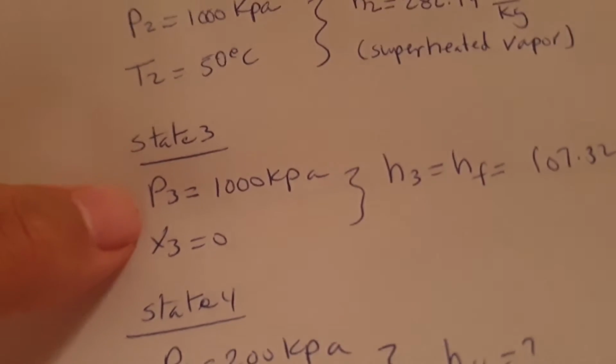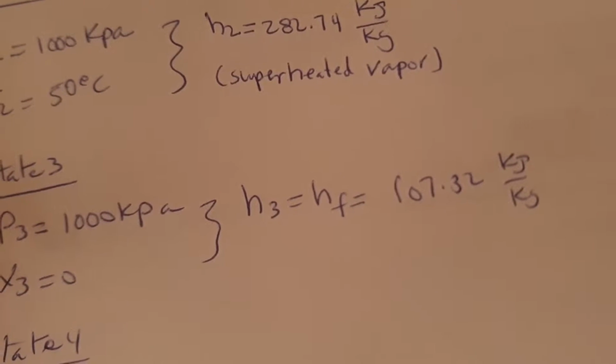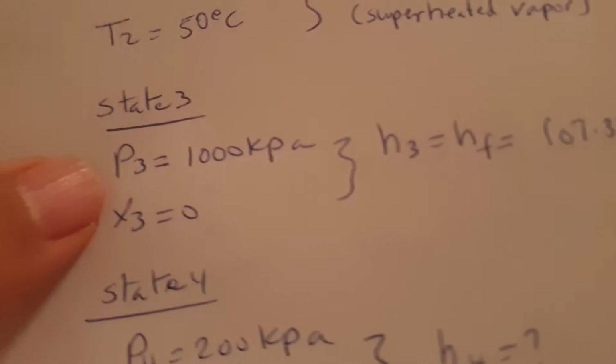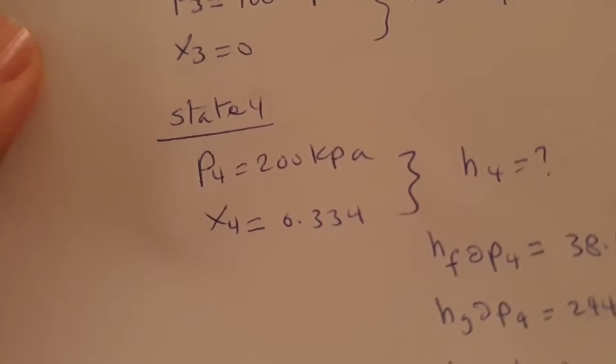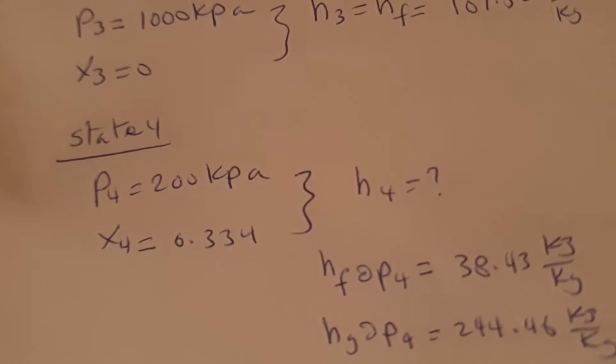State 3, the same thing: 1000 kilopascal and X3 is equal to 0. You go to the table and find H3, which is liquid this time. Okay. And you go to state 4, find from the table P4 and X4. And now what is needed here is H4.